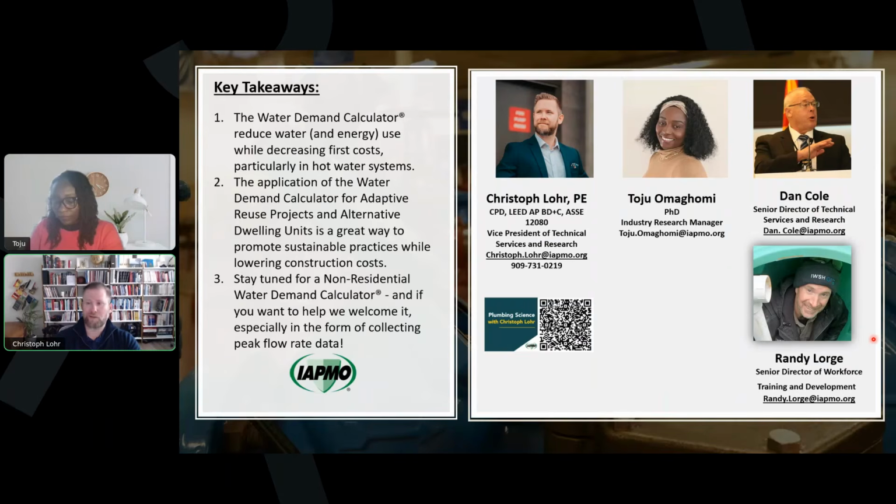In essence, the most common way people size mixed use occupancies right now with the Water Demand Calculator is to use the Hunter's curve for the non-residential sections, and the water demand calculator for the residential sections, and then combine those two numbers by addition. There's nowhere in the water demand calculator right now to add the non-residential fixtures. Again, that's another topic as part of Z1403 that they're looking to address.